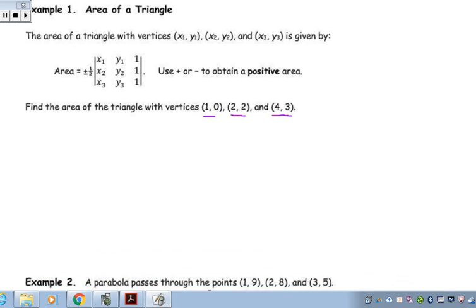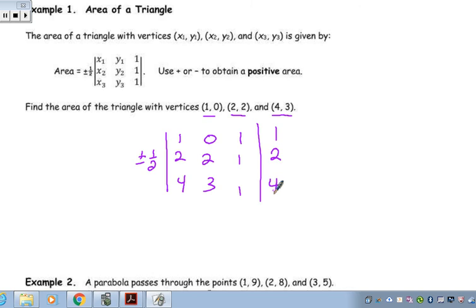What we're looking for is to find the area of this triangle. So it's going to be plus minus 1/2. You're going to list the x coordinates down the side here, then the y coordinates, and then the third column is always ones. We could do this one by hand here. Let's go ahead and repeat here.